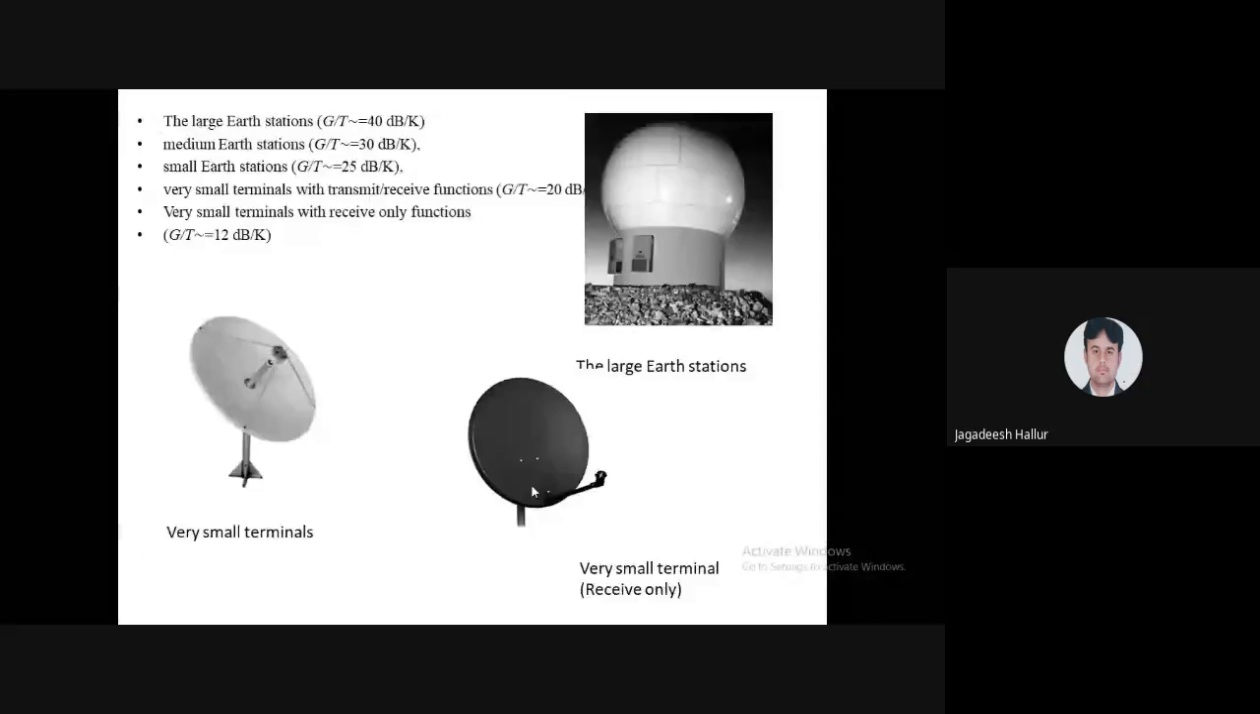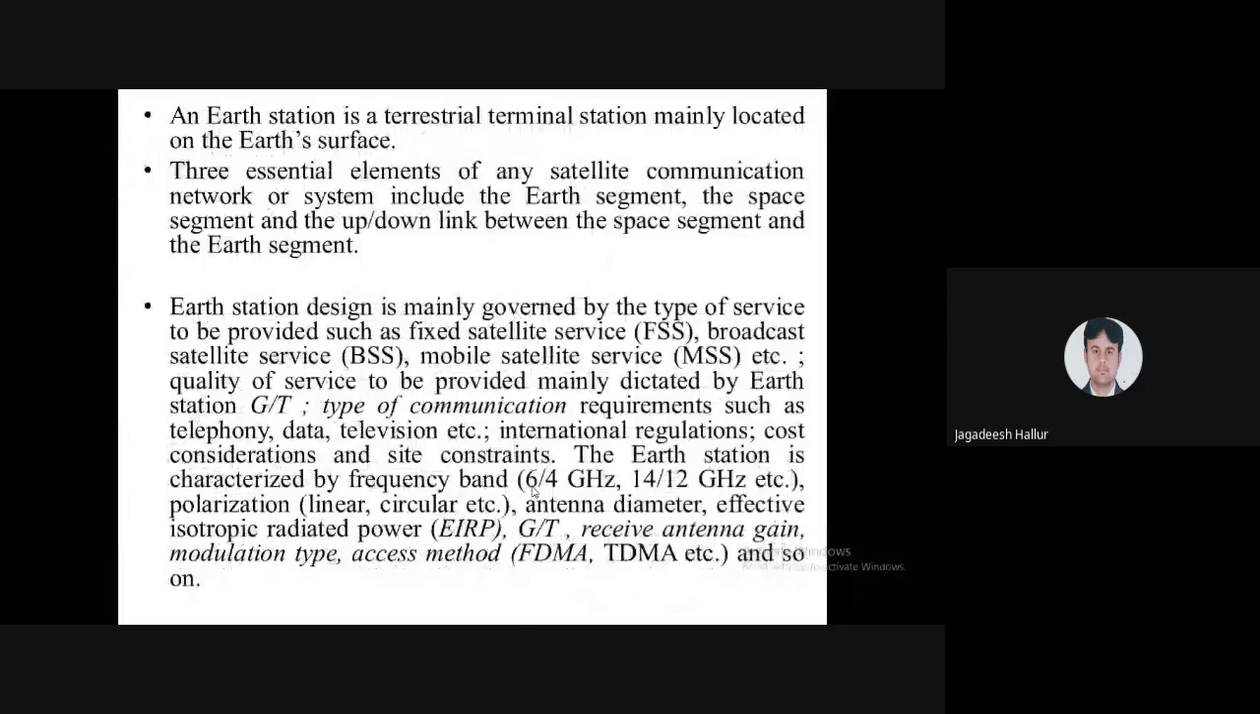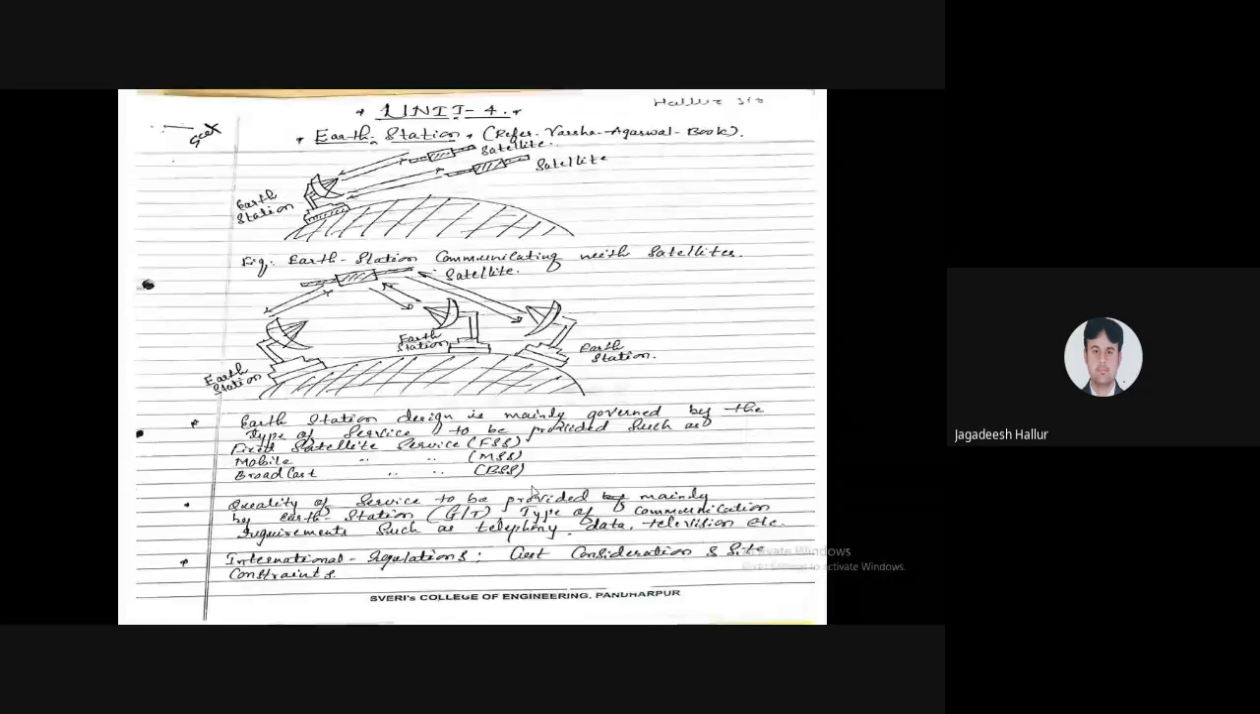In the Earth station, the main important thing you have to concentrate on is the parameters which are going to be calculated at the station. One is your EIRP, one is your G/T ratio, and which techniques we are using in this. That is also very important.